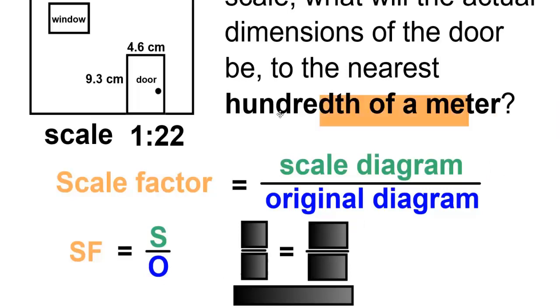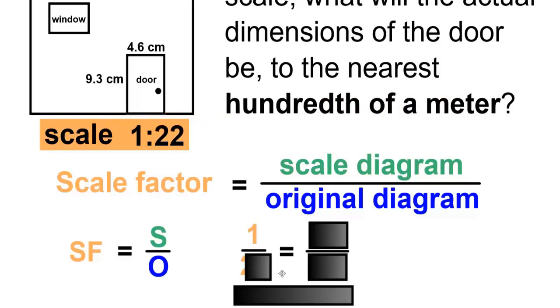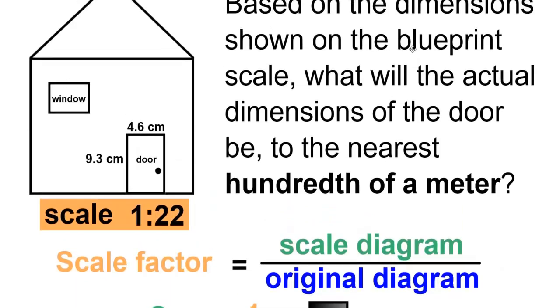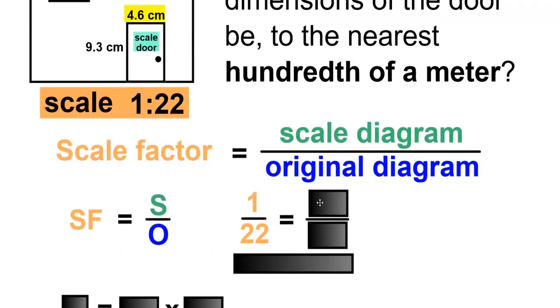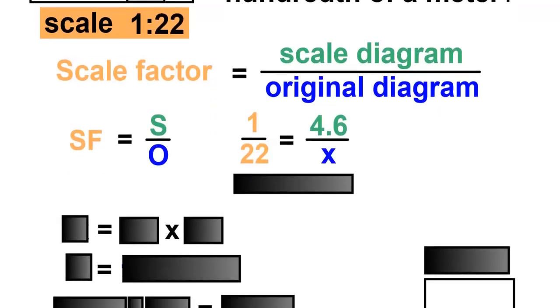Starting with the scale factor, this diagram has a ratio of 1 to 22, and that can be written as 1 divided by 22. Again, this is the blueprint scale, so this door will be the scale door. We'll take the dimensions of one side of the door. We'll start with the top, and that's 4.6 centimeters. So for scale, we can write 4.6 and divide that by the original diagram, which is our unknown, so we'll use x. So 4.6 divided by x.